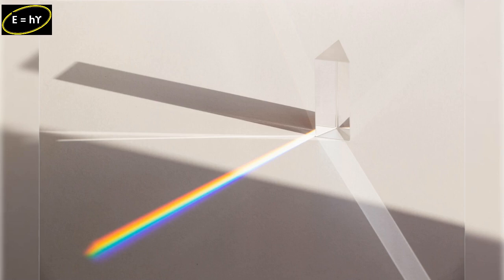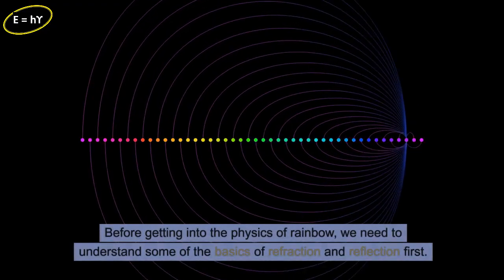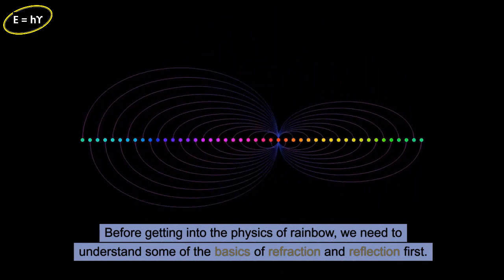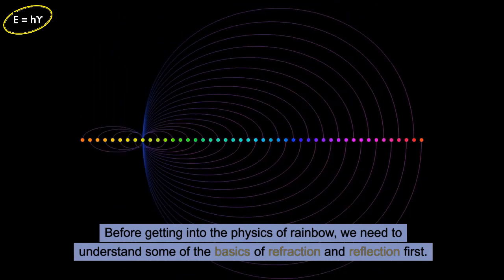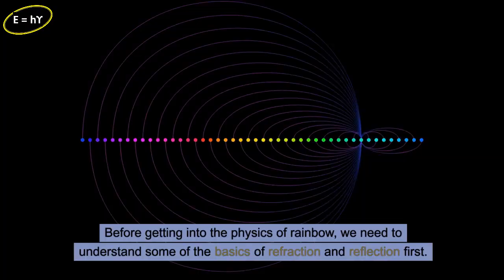This chromatic dispersion is caused by a phenomenon called refraction of light. Second, Newton also understood that the refraction of sunlight could happen in other substances too, such as water. He also realized that water droplets in the atmosphere on a rainy day could act as tiny prisms that enabled the splitting of sunlight into its component colors. Before getting into the physics of rainbows, we need to understand some of the basics of refraction and reflection first.